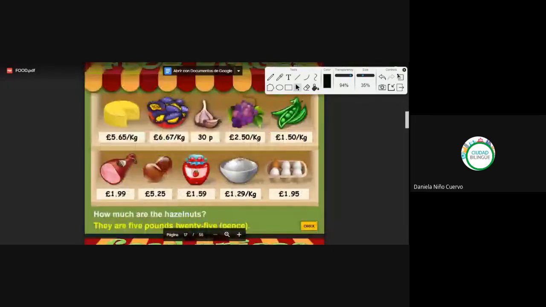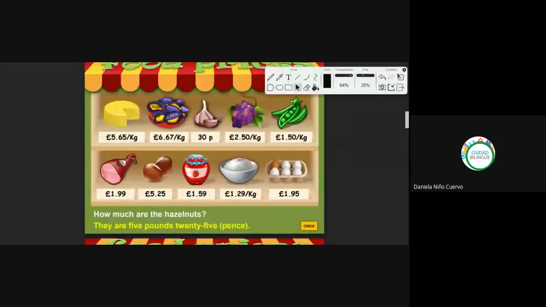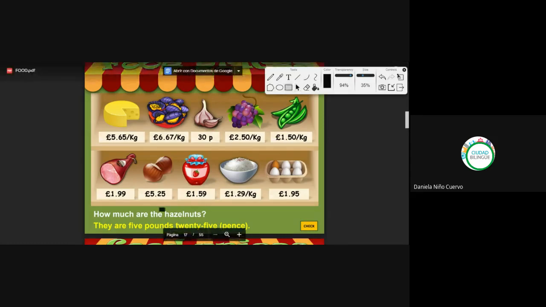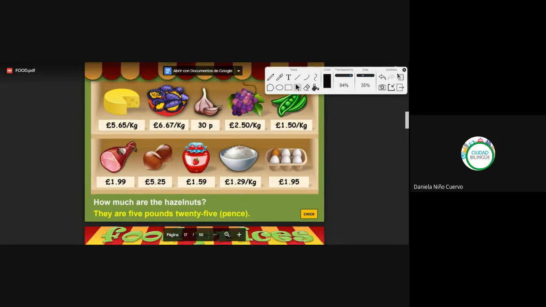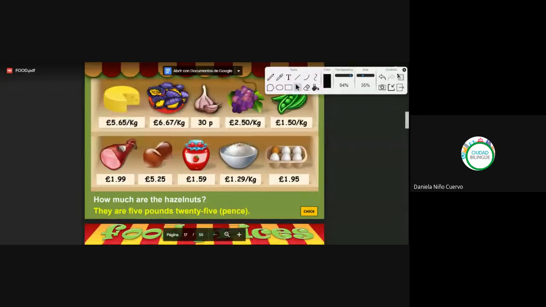How much are the hazelnuts? In this case, remember, they are in plural. Están en plural. Hazelnuts, avellanas. Okay? Las avellanas. How much are the hazelnuts? They are 5 pounds 25. Yes? 5 pounds 25. We continue.